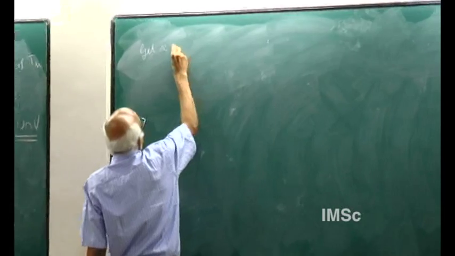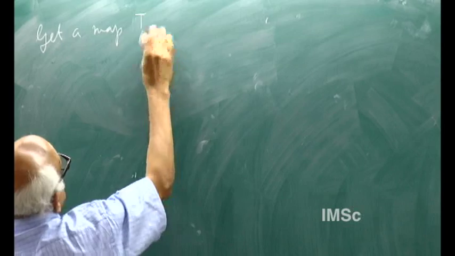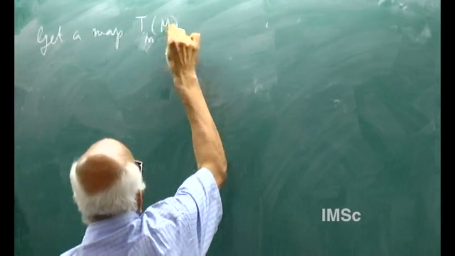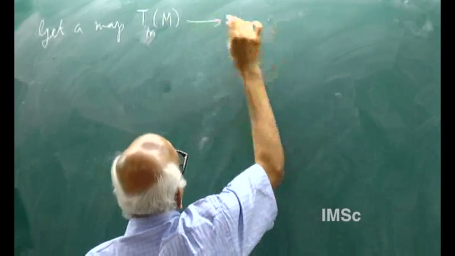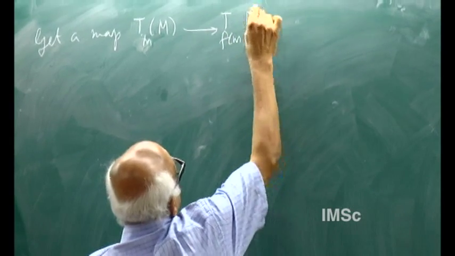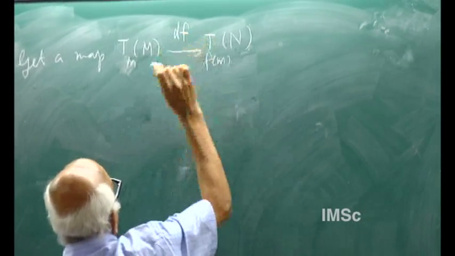Get a map from the tangent space at small m into the tangent space at f(m), which I call Df, the differential of f at m.